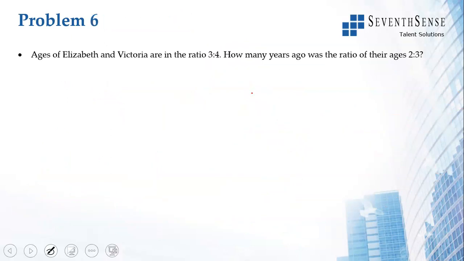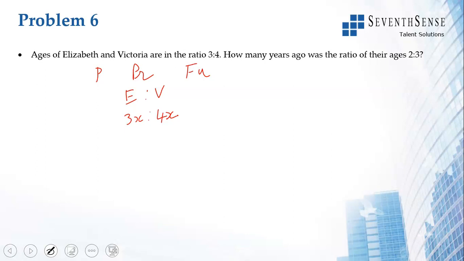Ages of Elizabeth and Victoria are in the ratio 3:4. Okay, so past, present, future. Elizabeth is to Victoria, 3x is to 4x. How many years ago was the ratio of their ages 2:3? Okay, so we take this as the present. When their ages are 3:4, we take that as the present.